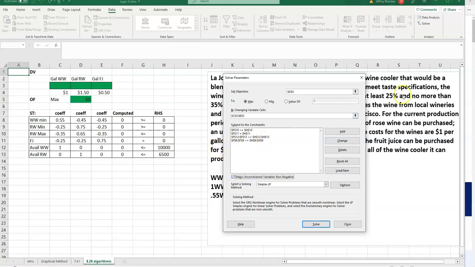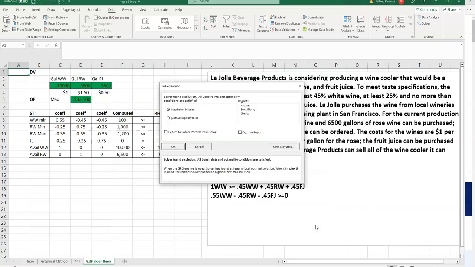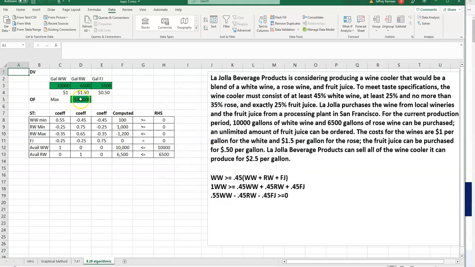So at this point, we've taken the words and put them into algebra, then we've taken the algebra and translated it to Solver. The last piece, the fun part, is to just hit the Solve button. And what is it that we've learned? In the optimal solution, we're going to use 10,000 gallons of white wine, 6,500 gallons of rosé wine, 5,500 gallons of fruit juice, and the profit here is going to be $32,500.